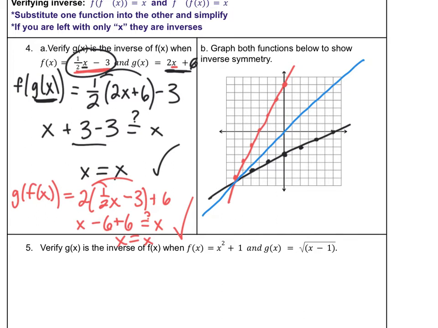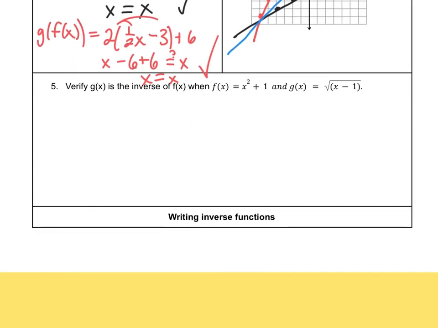So that's how you can tell just by looking at a graph if two functions are inverses: if they are symmetrical about that y equals x line, which is the line I just graphed in blue. Okay, we've got another verifying problem, so go ahead and try this one on your own. Go ahead and work it out both ways. So pause here.